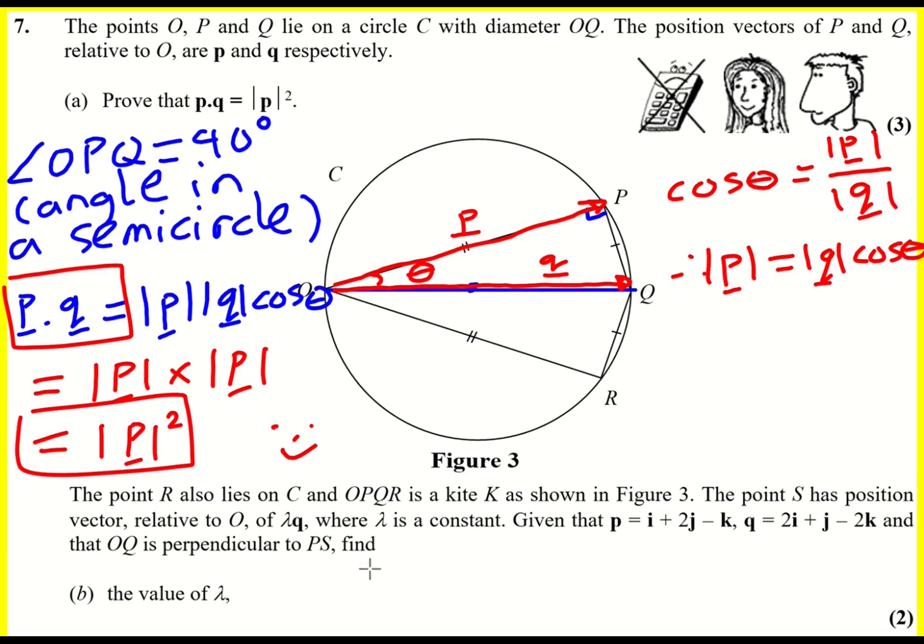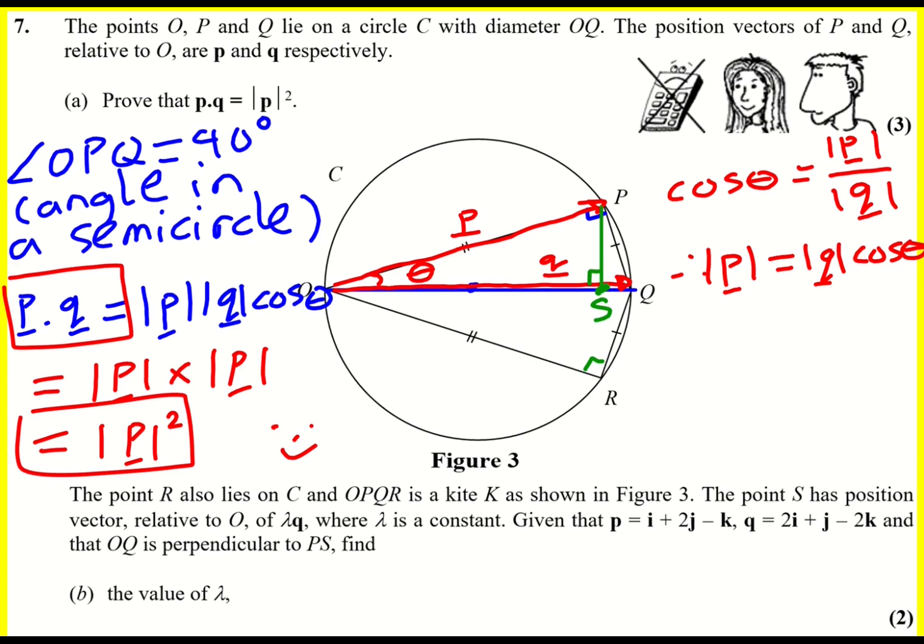We're then told some more information about this circle. We've got the point R, which also lies on C, and these are equal lengths. This is a diameter, so this will also be a right angle. And then there's a point S that has position vector relative to O of lambda Q. So S is going to be somewhere along this line. We're also told, however, that OQ is perpendicular to PS. So if I draw that line in, OQ is perpendicular to PS, then we also get a right angle here, and this is S.